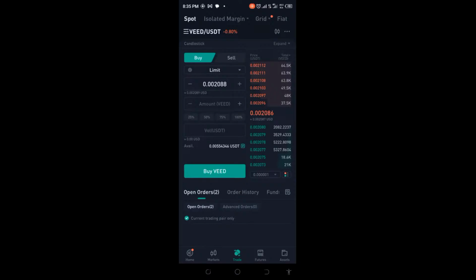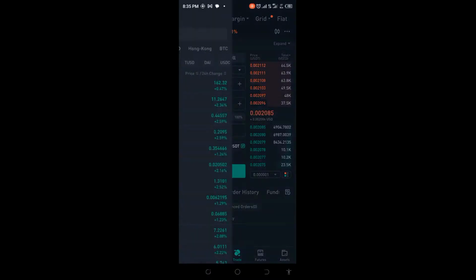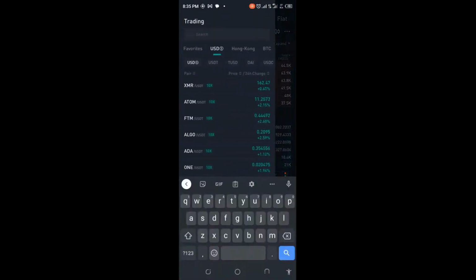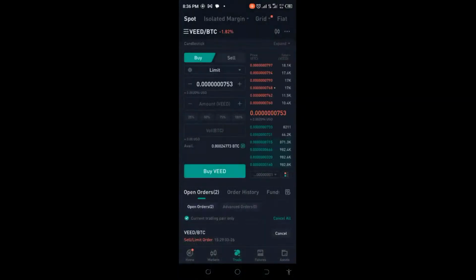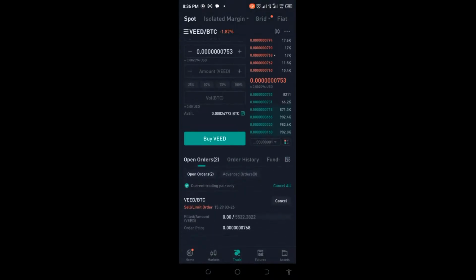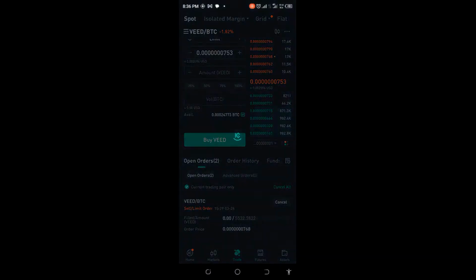0.002088, and we bought at 2069. So let's go ahead and try to see how we can change this back to USDT. I'm so excited. We've been waiting in the queue for VID BTC, and right now it's gone up a bit, as you can see. So what am I going to do? Cancel it, of course.